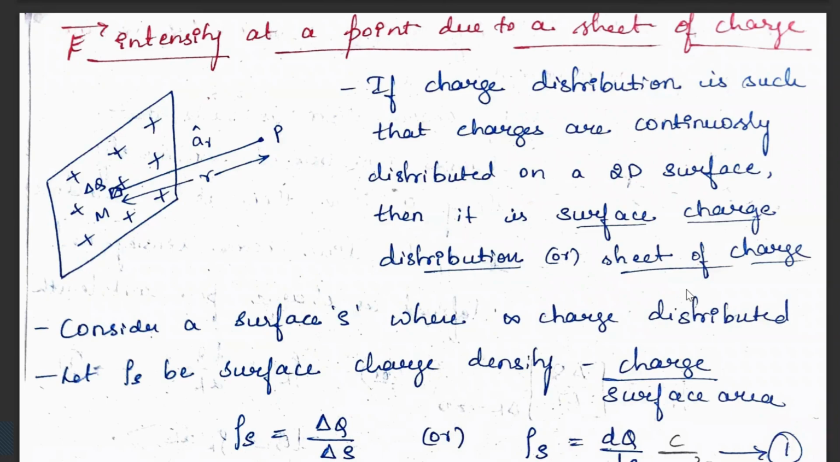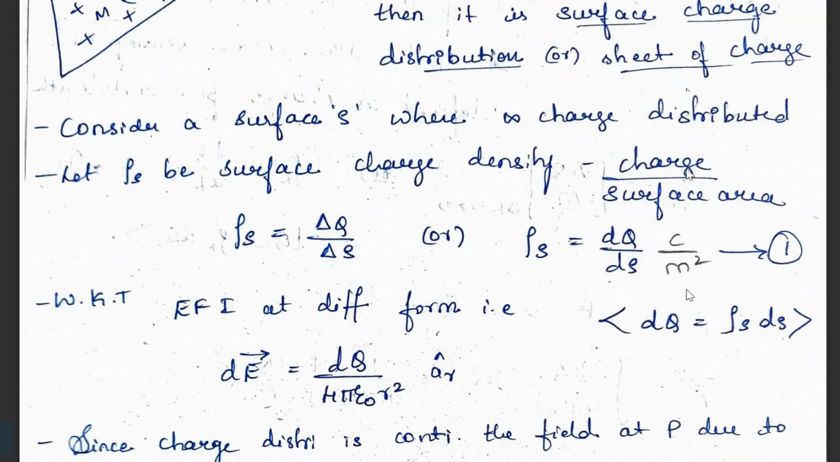So consider a surface S where we have infinite charge distributed. Let rho S be the surface charge density. That is charge by surface area. Rho S is equal to dq divided by ds, that is coulomb per meter square as the unit. Consider it as equation 1. We know the general formula for the electric field intensity that E vector is equal to dq divided by 4 pi epsilon naught r square into AR vector.